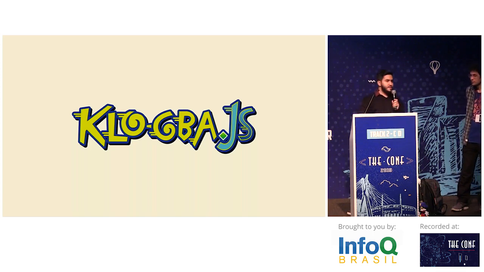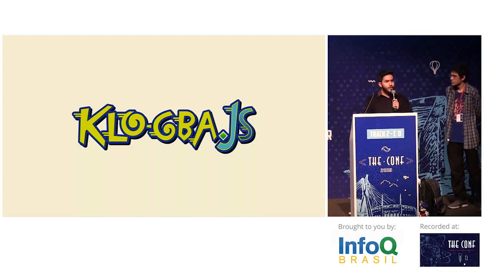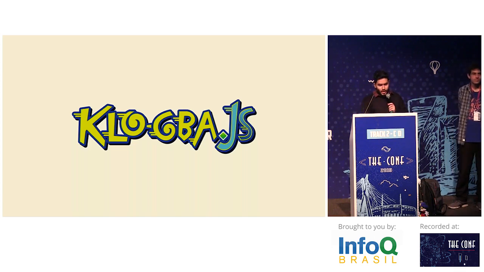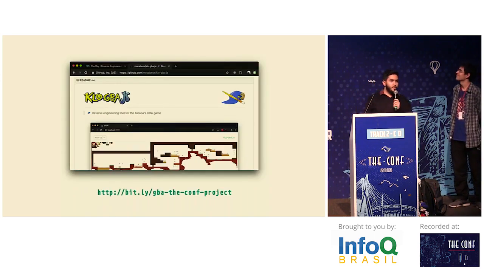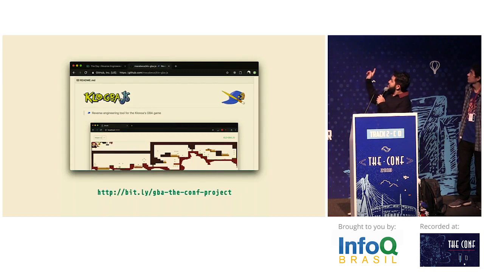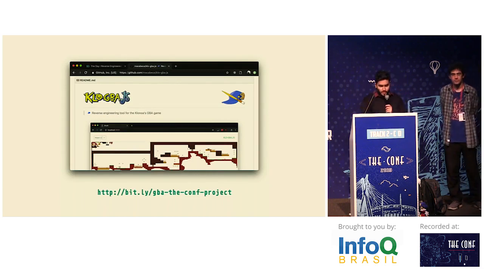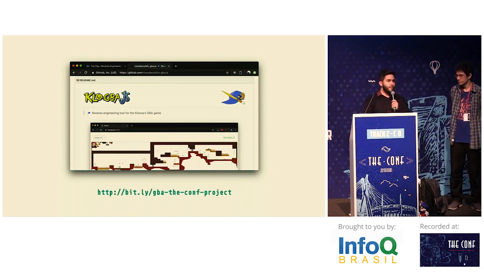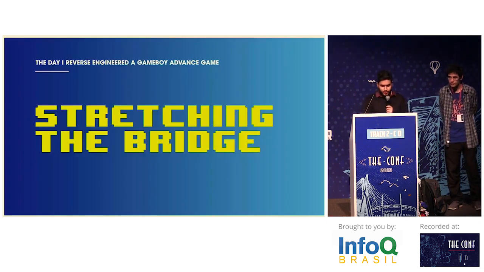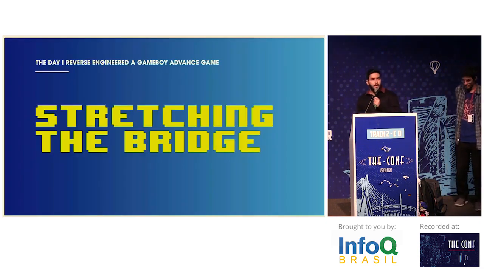CloGBA.js is a web application which allows you to write more levels in the detail that you have on Klonoa, and it's open source on GitHub. This is the link, and it's basically a React application with some parts in JavaScript and some parts in C code. But how did everything begin?